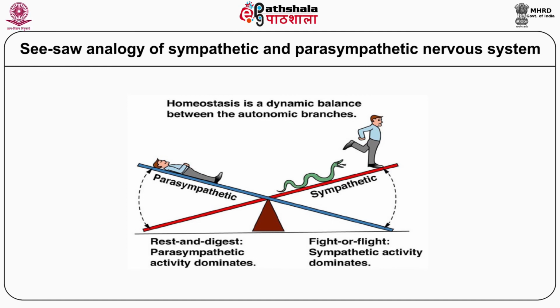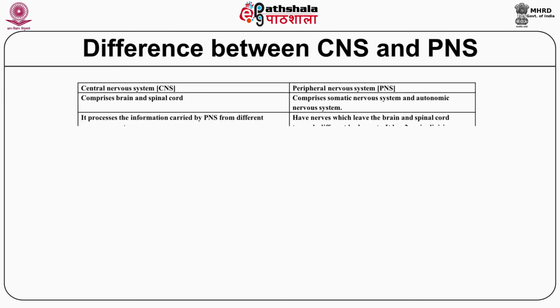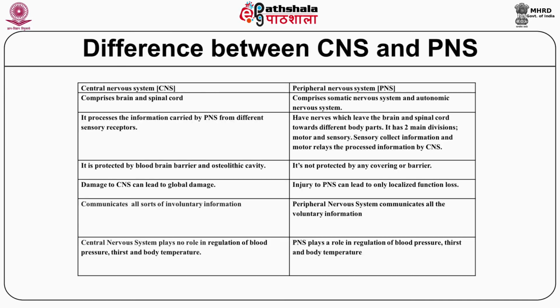Secondly, during heavy exercise or hard work, the sympathetic system gets activated, and it results in the inactivation of the parasympathetic system. Therefore, conditions like rest and digestion get stopped. Now, we will differentiate between the central nervous system and the peripheral nervous system.